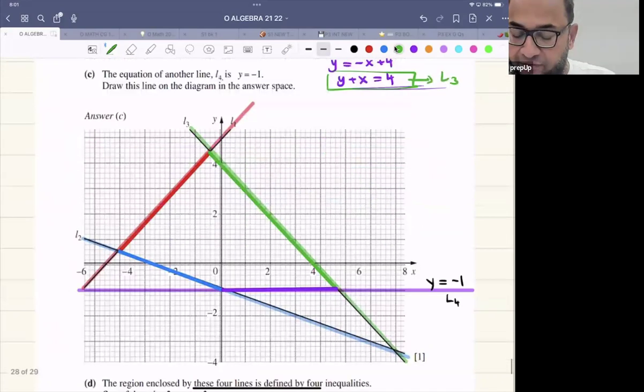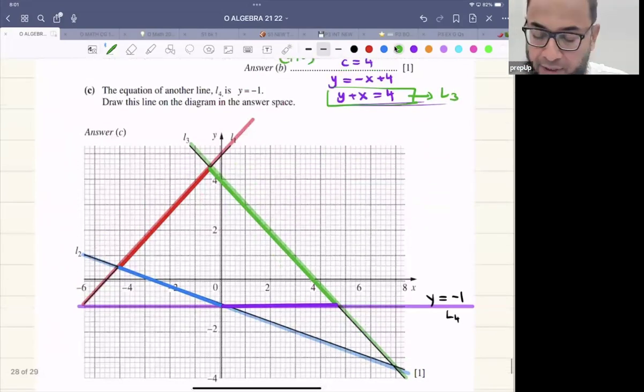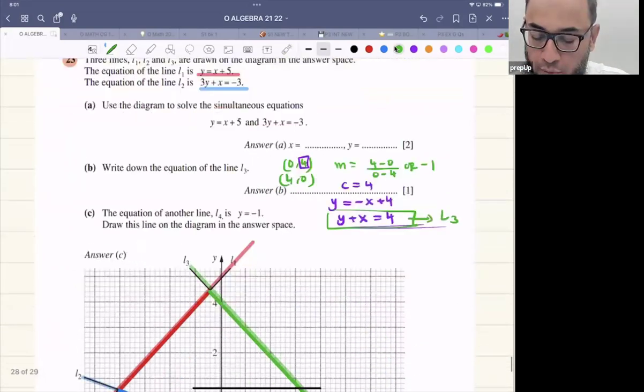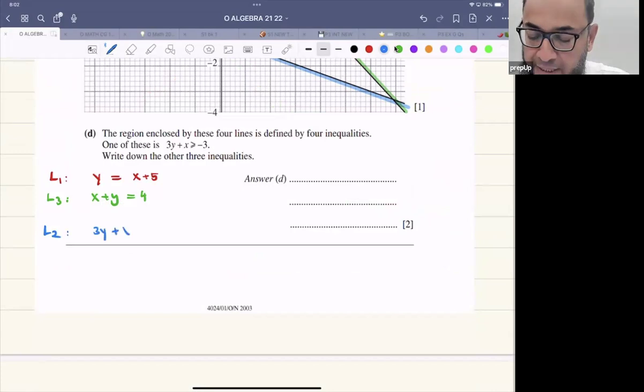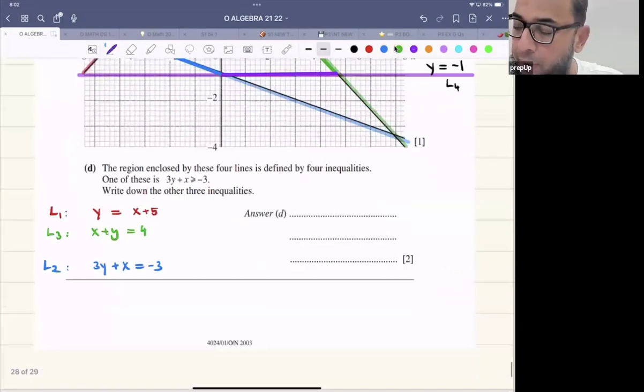And then we have the blue line, that is line 2, that is 3y plus x is equal to negative 3. And the last one, the purple one, is line 4, that is y is equal to negative 1.